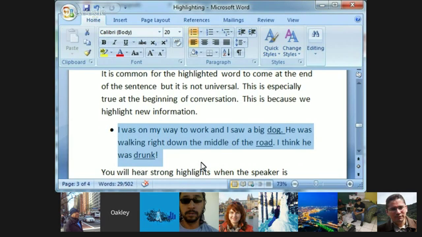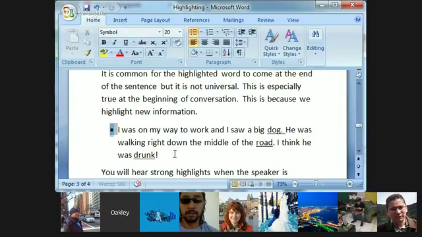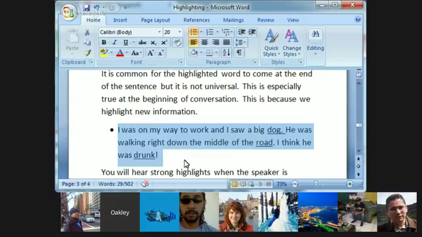sentence. Let me hear, Mark, let me hear how you say this short paragraph. The highlighted one. Yeah, go ahead and just read this, keeping in mind where the new information is. Okay, it's common for the highlighted word. No, I mean the bullet pointed, only the example. Example, yeah.